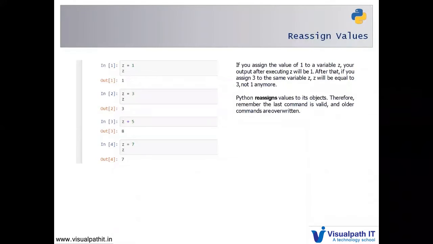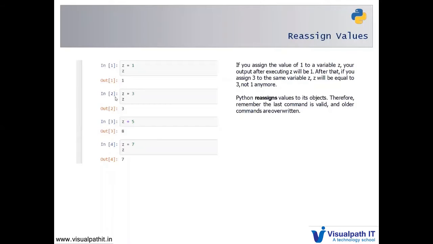How do we assign and reassign values? Suppose we have a variable called z, and we have assigned a value of 1 to z, and then we print z. The value displayed is 1. Now we again say z is equal to 3, and when we try to print z here, it prints 3. So the value of 1 is lost.